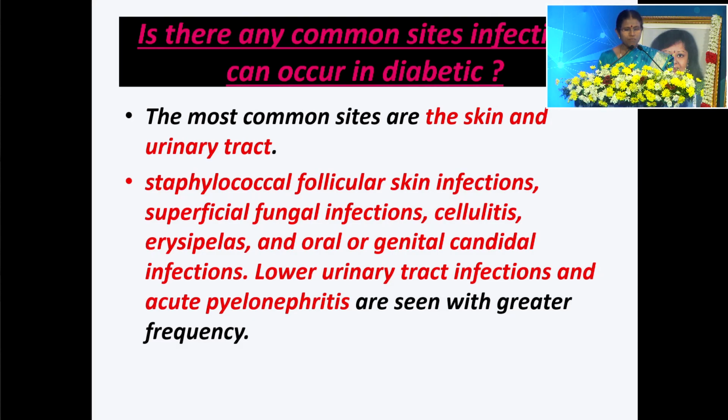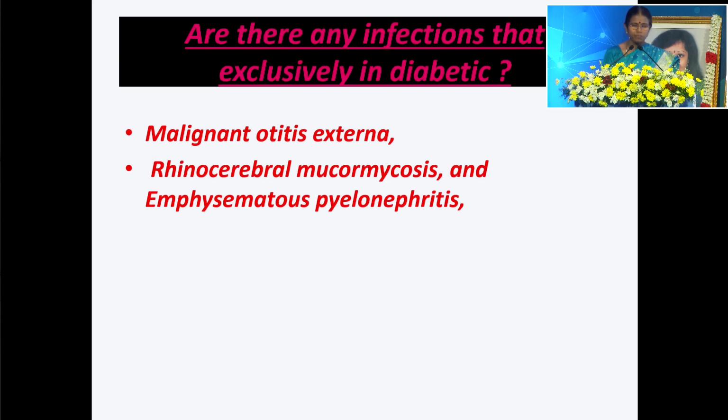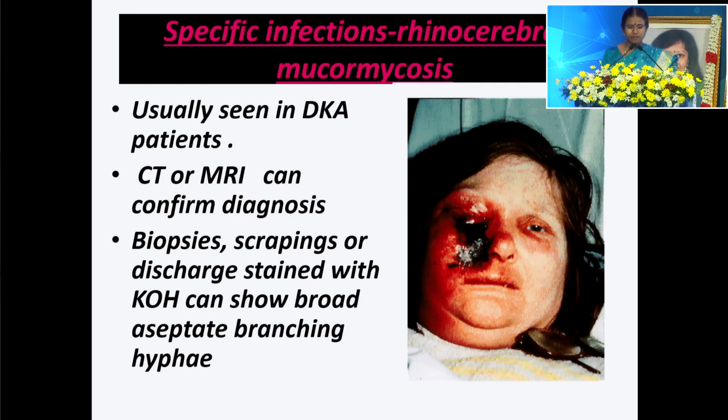Is there any common site of infection which can occur in a diabetic? The most common site is, of course, the skin and urinary tract: the staph follicular skin infections, superficial fungal infections, cellulitis, erysipelas, and oral or genital candidal infections, lower urinary tract infections, and acute pyelonephritis are seen with greater frequency. Of course, you will be coming across these in all your diabetic patients, more common in your practice. Of course, the ones which are exclusively seen in diabetics are the malignant otitis externa, rhinocerebral mucormycosis, and the emphysematous pyelonephritis.